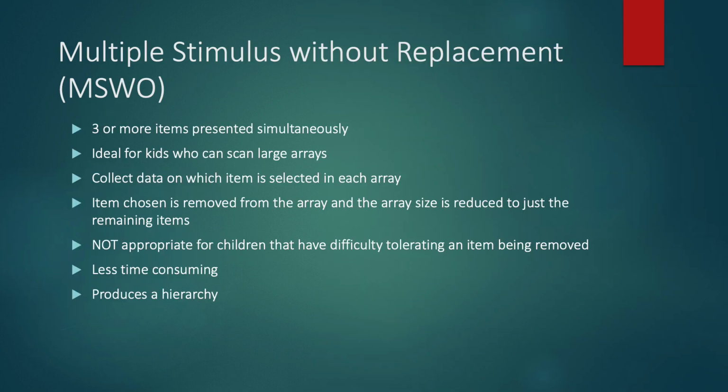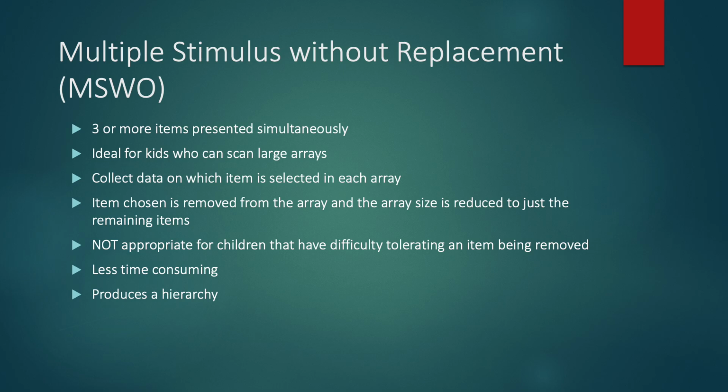Now let's look at the multiple stimulus without replacement preference assessment. As I mentioned, you're going to be presenting 3 or more items simultaneously on the table or on the floor, wherever you're running your preference assessment. Then you will have the client select an item from the array. Once they've interacted with that item for the predetermined amount of time, you will remove that item and leave the other items in the array. You'll just rearrange the order of them.